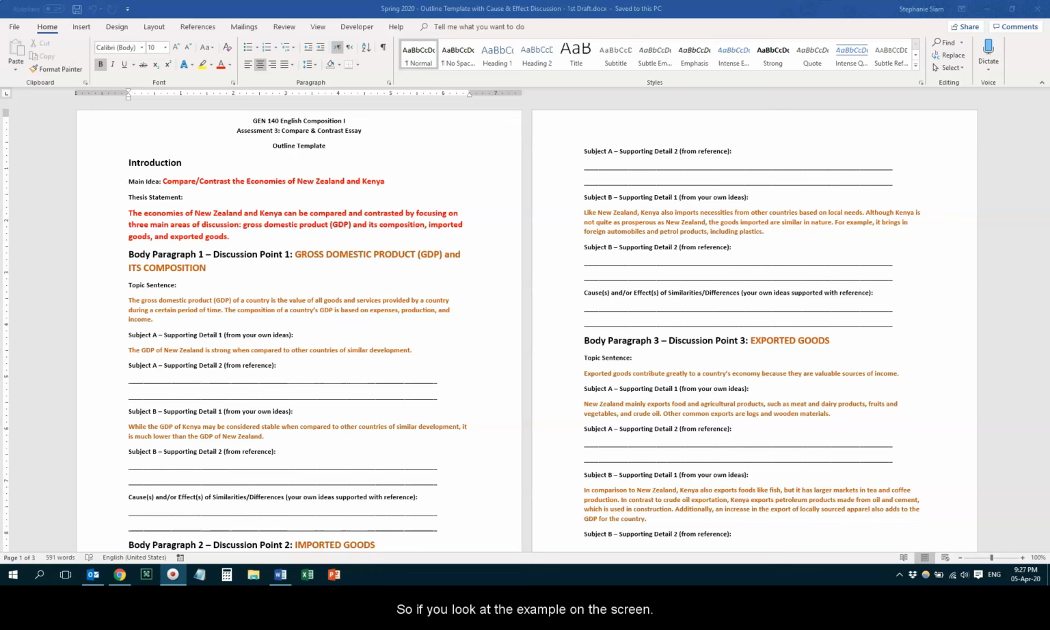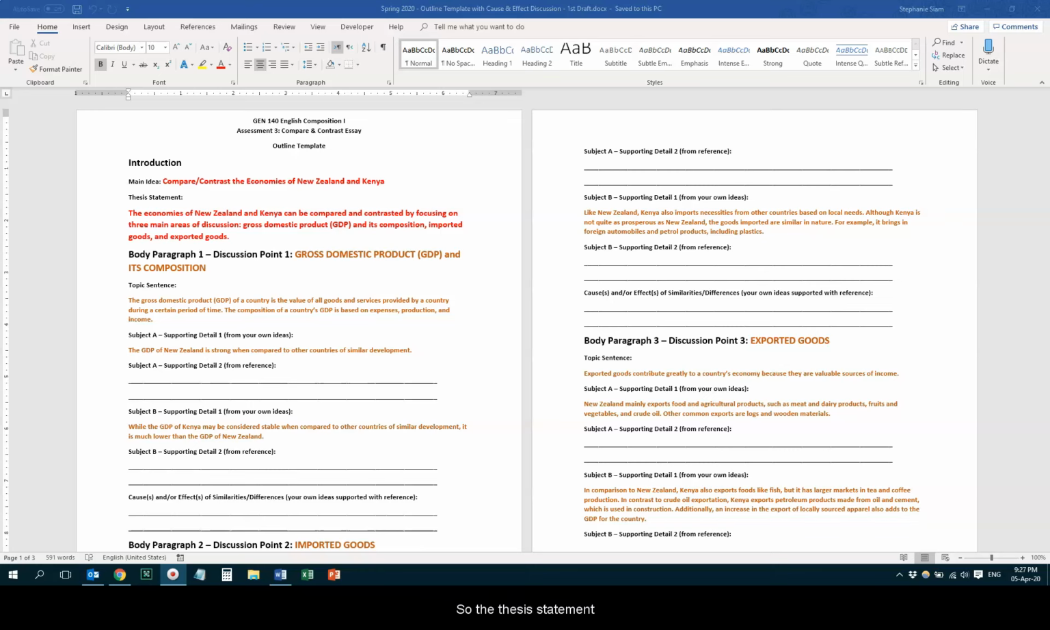So if you look at the example on the screen, you'll see that in the introduction I have the main idea and I have the thesis statement. And then I have several parts that are written in brown. We haven't gone over thesis statements yet. We'll talk about that later when we're talking about introductory paragraphs. But I wanted to add one to this example so that you can see what it looks like.